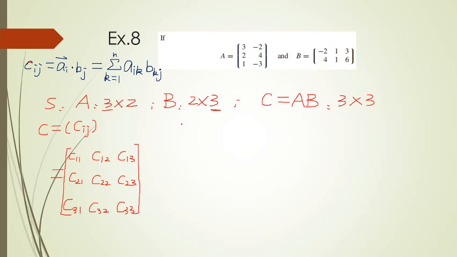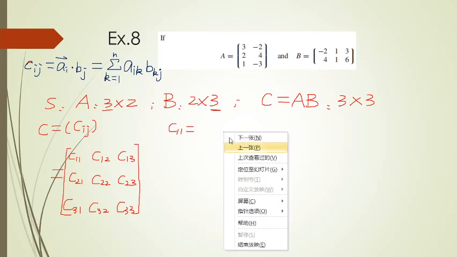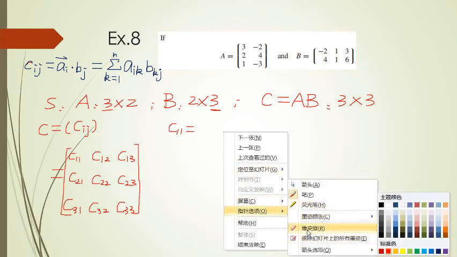So let me give you examples. Let's check C11. C11 means i and j are both 1, right? Now let me write the matrix in the row vector format. Then you will be more clear.